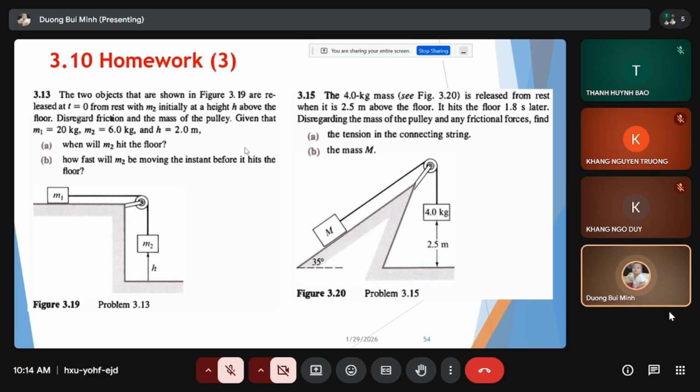So if you get the correct answers, please inform the TAs, okay? You get 2% extra points.